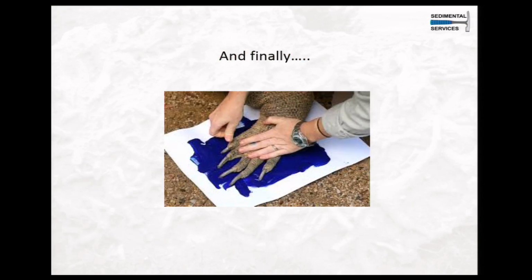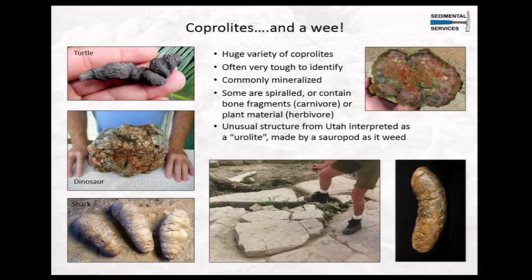And finally, I promised this in the abstract that I put together. So we're going to talk about coprolites and wees. Coprolites are fossil poos, and there's a huge variety of fossil poos. When you see something like this, which is a turtle, which a turtle has squeezed out, it's pretty obvious that that's some kind of deposit that the turtle has made.